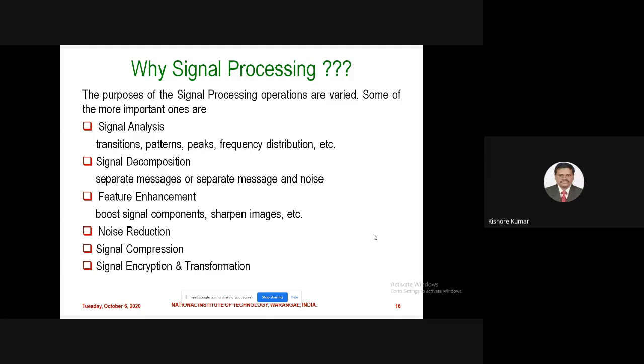Now. Okay. So basically the purposes of signal processing operations are varied. Some of the most important ones are, one is signal analysis. In order to analyze the signal, as I told you, from the transitions, patterns, peaks, and frequency distribution, I can analyze the signal. Then the second one is signal decomposition. In decomposition, as I told you, any type of signal is contaminated with particular noise. So what are the different types of noises which we can come across in a particular signal or a particular system? Can anybody tell me?